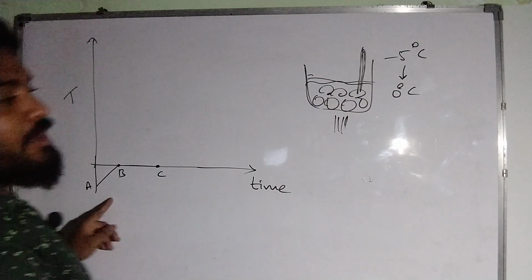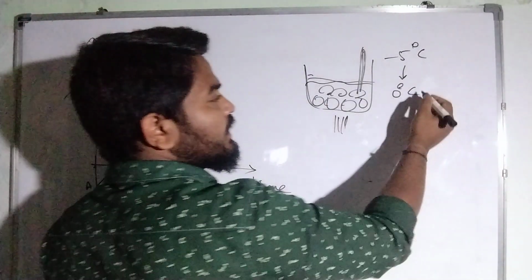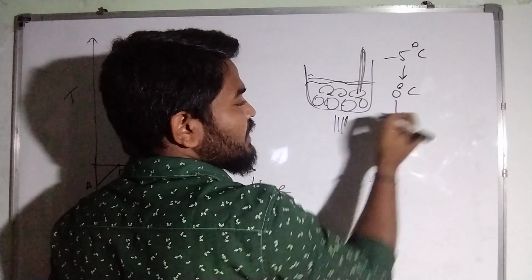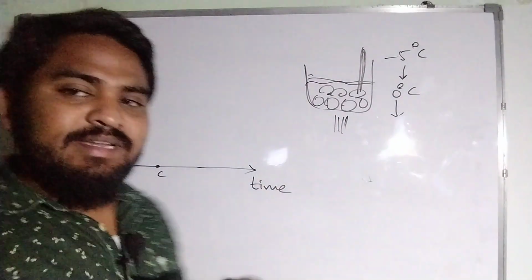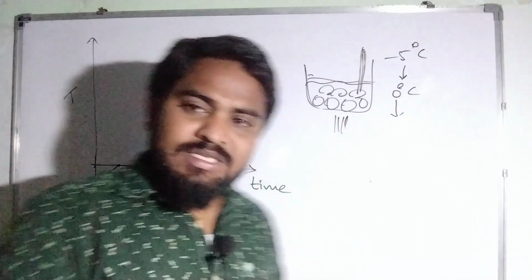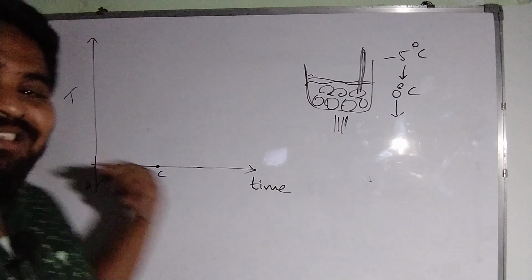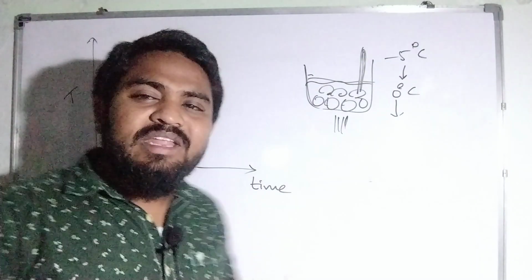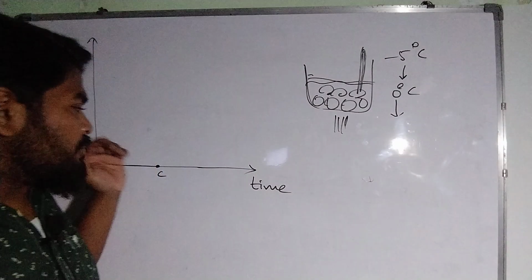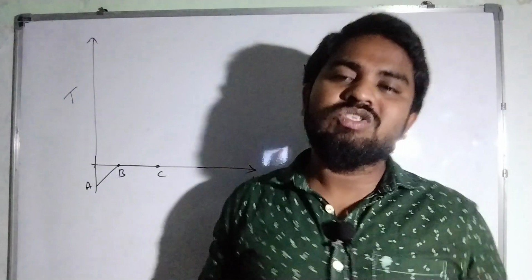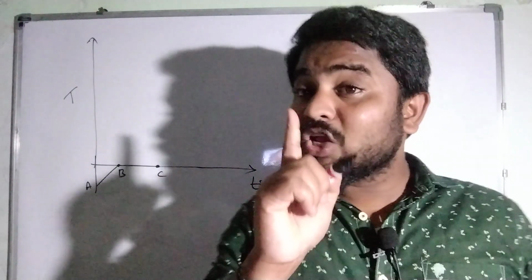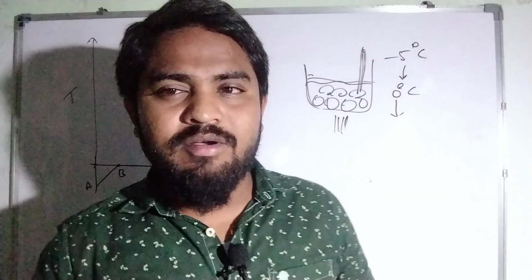But here what happened? All the solid, meaning ice cubes, converted into the liquid stage. That means here the melting is taking place. What is the meaning of melting? The process of converting solid into liquid at a constant temperature is called melting.